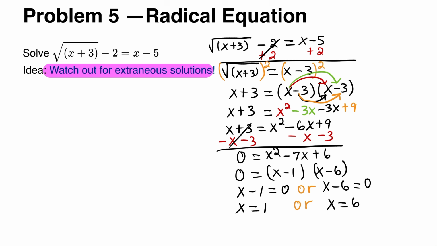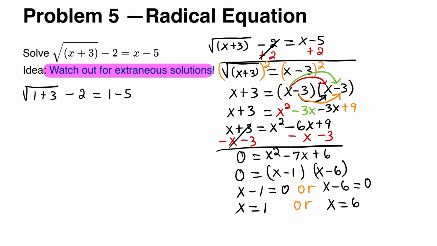Remember, when we square both sides, sometimes we create extra problems that don't actually work. So what do we always need to do? Check our solutions in the original equation. And so let's go ahead and do that here. So going back over to the original equation over here to the left, I am going to rewrite it. And in this instance, wherever I see x, I'm going to replace it with a 1. So we see here x is 1, so we have the square root of 1 plus 3 minus 2 equals 1 minus 5.